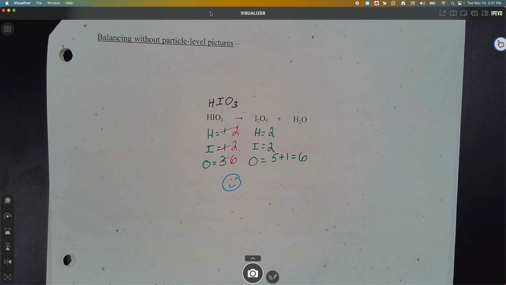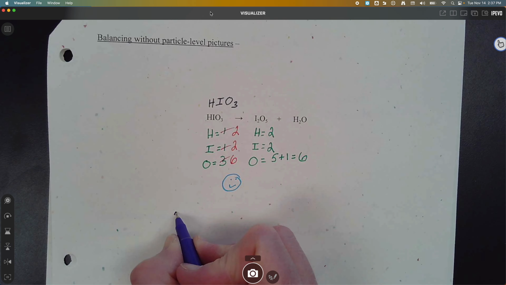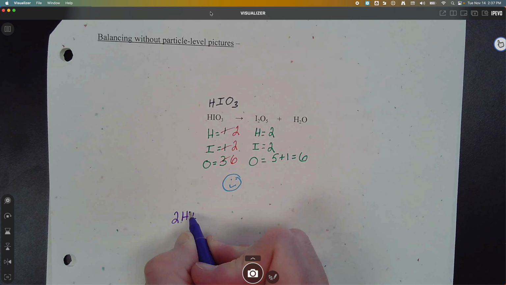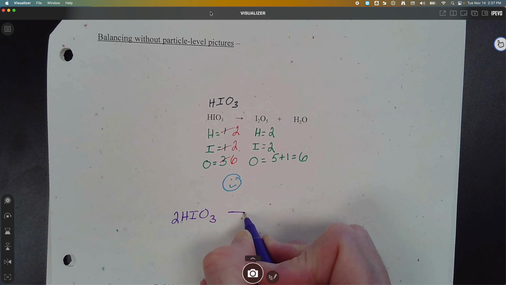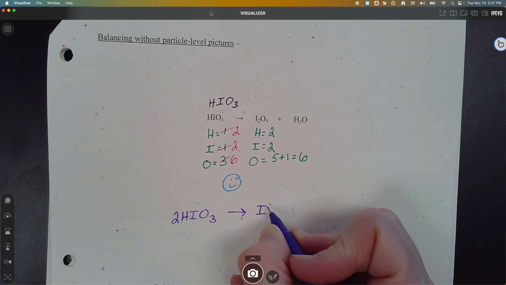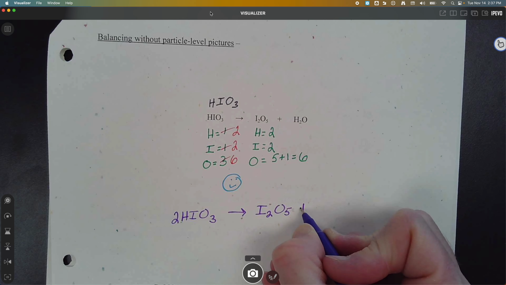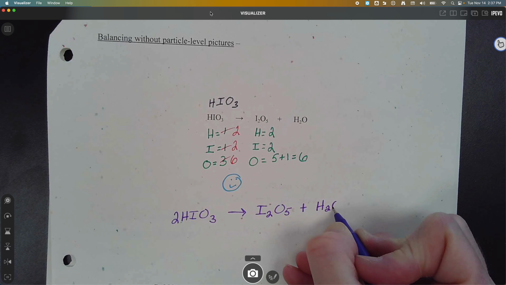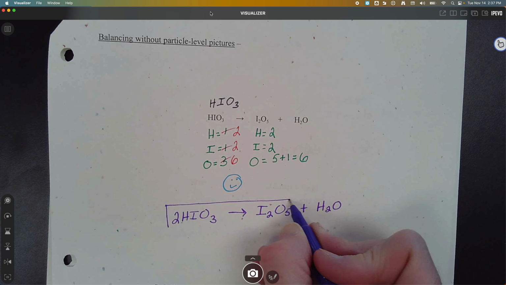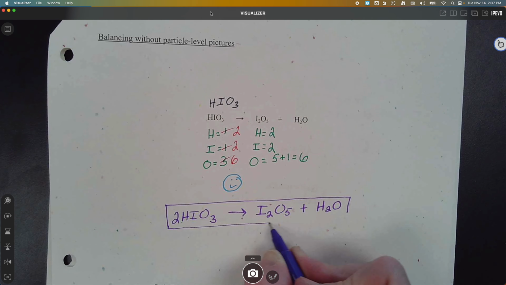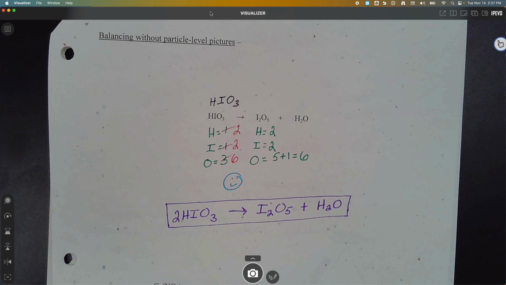All I have to do is write a nice, neat, tidy, cleaned up version of my balanced equation where I say how many of each I have in my stack. So my stack has 2 HIO3s to form an I2O5 and an H2O. There's my balanced chemical equation. So I've accomplished the same thing that you accomplished by drawing all the little circles. I've just accomplished it with a little less drawing.